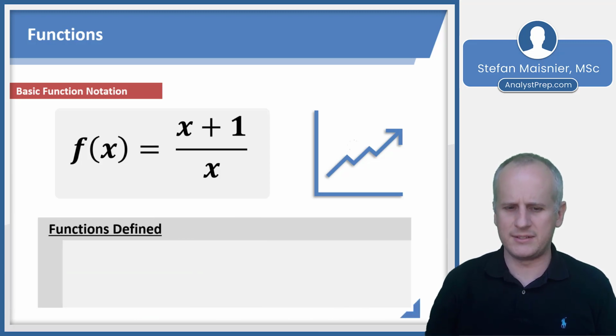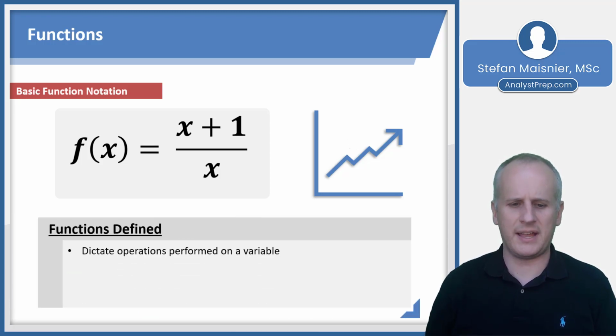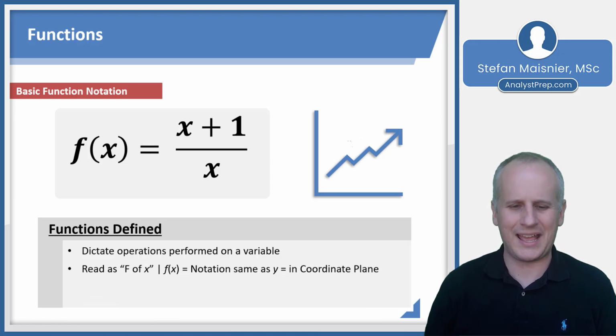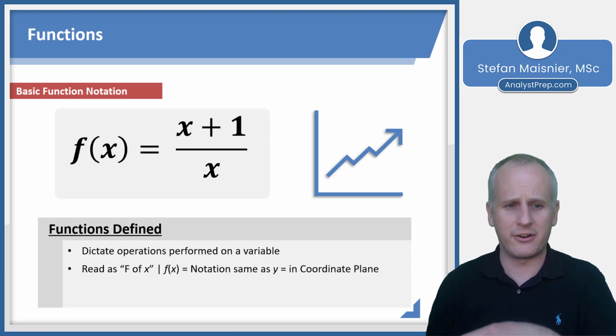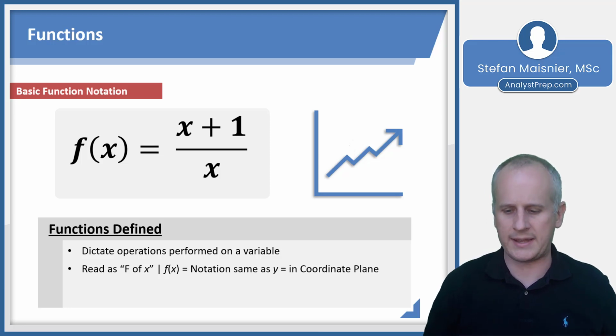And the way that this is written is you basically have a function that dictates operations performed on some variable, in this case, x. And it's read as f of x. And the function of x is the same as y is equal to something in the coordinate plane. Again, the coordinate plane as a concept can be tested on this exam, even though there is no plane geometry. So this is just saying that when you plug in some value for x, you're guaranteed to get some outcome because you're going to have to do x plus 1 over x no matter what x is.